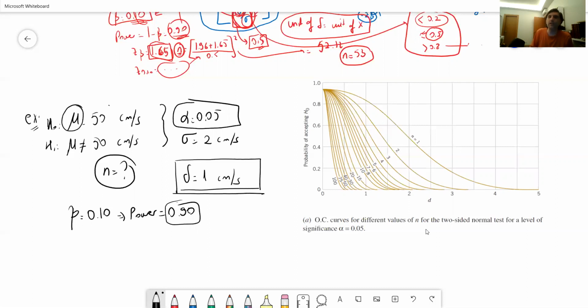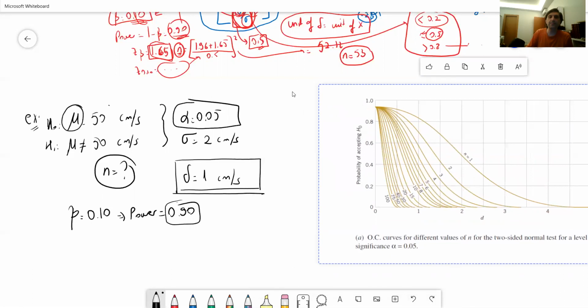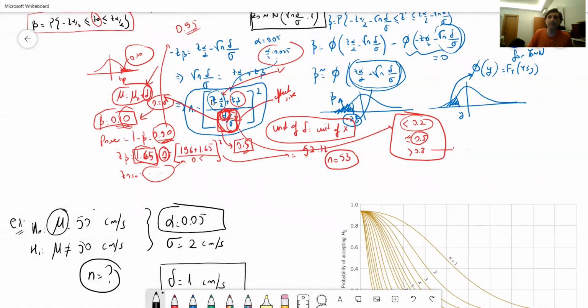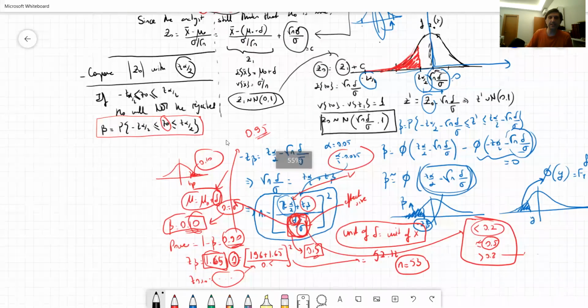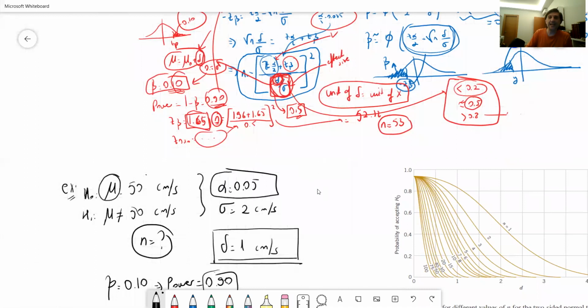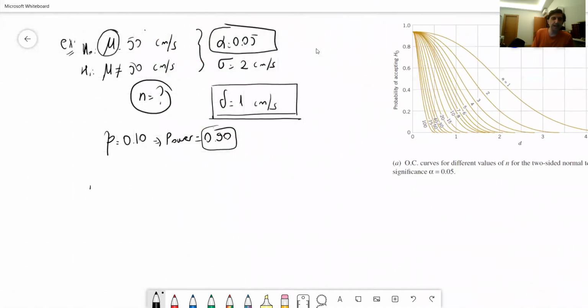So basically what we are going to do is go back and use this very simple equation that we have derived before, this one here. Anyway, let me put it here. N is going to be equal to (Z alpha over 2 plus Z beta) divided by effect size, squared.